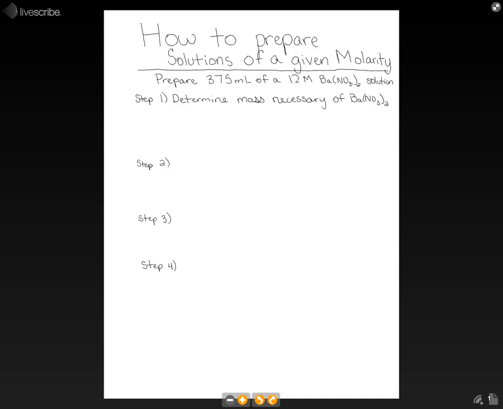Our first step is to determine the mass necessary of barium nitrate to add. We know from our definition of molarity that molarity times volume equals number of moles. That can be directly derived because molarity is moles per volume. So to find the number of moles, we simply need to do 12 molar times 0.375 liters. We have to remember we always work in liters so that we have the proper units. When we do that, we get 4.5 moles barium nitrate.